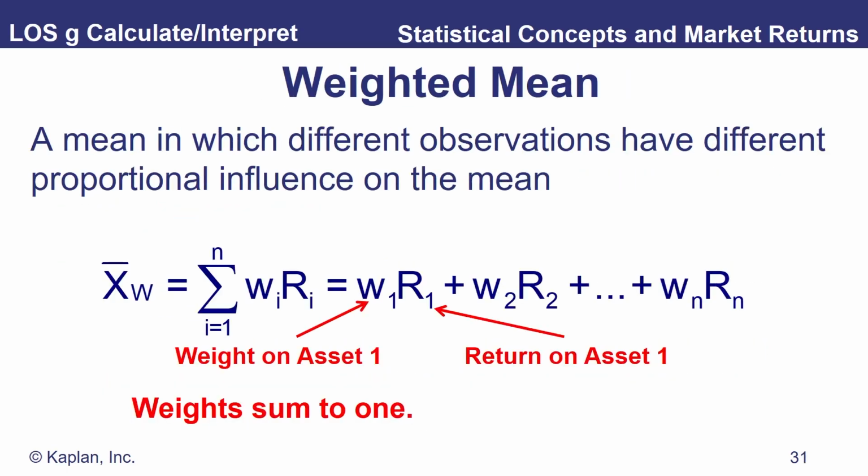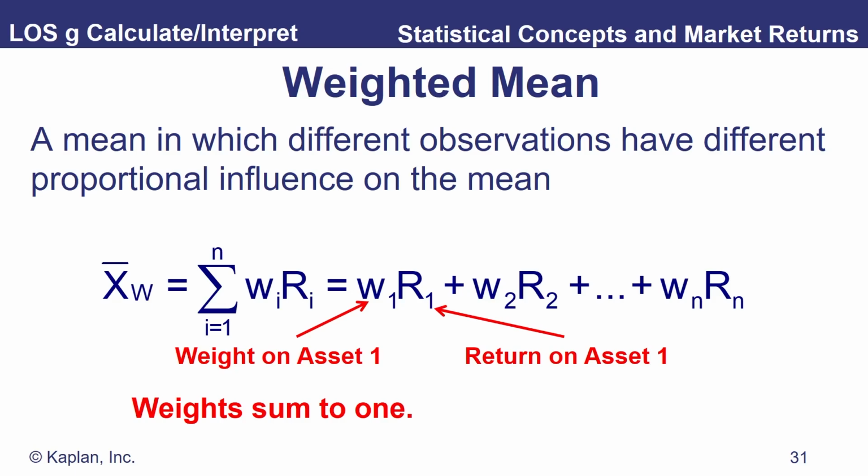Weighted mean. Now, a weighted mean is one in which different observations have different proportional influence on the mean. What we've actually got here is an example where we're looking at the mean of a portfolio, and we've got a number of assets, asset 1 all the way up to asset N. So we've got the return on asset 1, return on asset 2, all the way up to the return on asset N. What we're then going to do is weight those means according to the proportion of each asset in the portfolio.